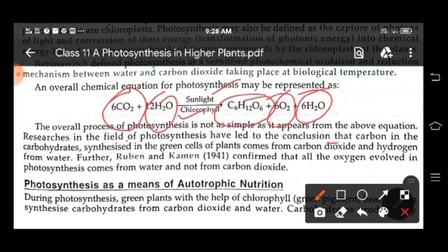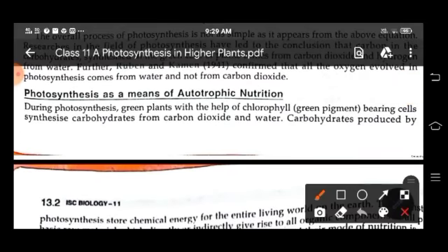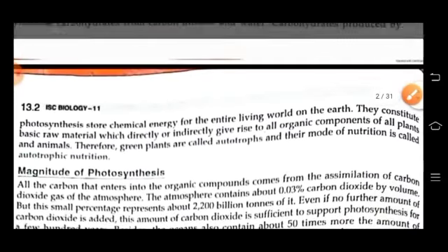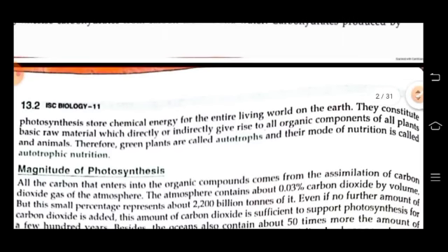Now photosynthesis is not as simple as we say, because researchers in the field of photosynthesis have come to the conclusion that carbon in the carbohydrates synthesized in the green cells of plants comes from carbon dioxide and hydrogen from water. You know, children, that photosynthesis takes place in green plants. These green plants are known as autotrophs. Green plants, with the help of chlorophyll-bearing cells, synthesize carbohydrates from carbon dioxide and water. Carbohydrates produce energy, and this energy is used for the entire living world.